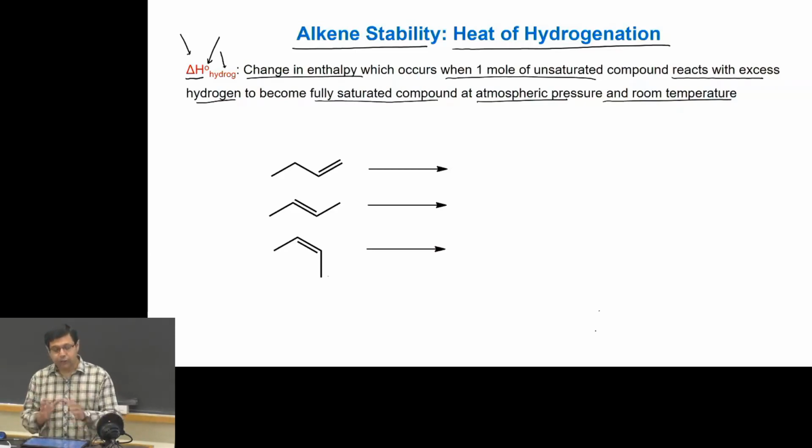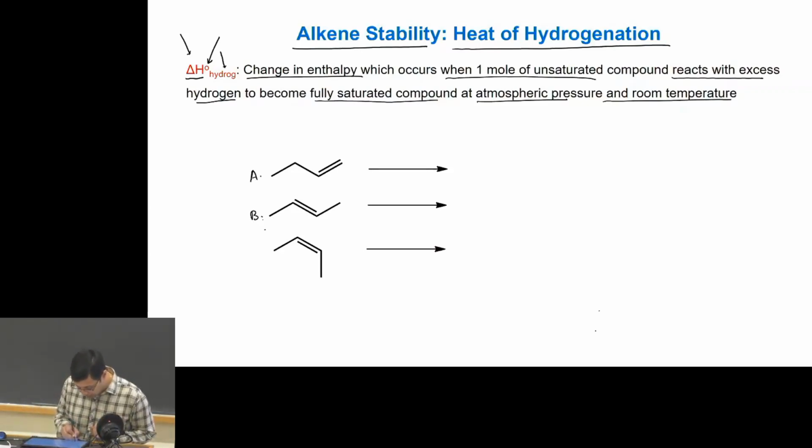So let's understand what this definition means with the help of an example. What I have here is 3 compounds. Let me call them A, B, and C. And all these 3 compounds have the same number of carbons. Each one of them has 4 carbons, and also each one of them has 1 double bond.